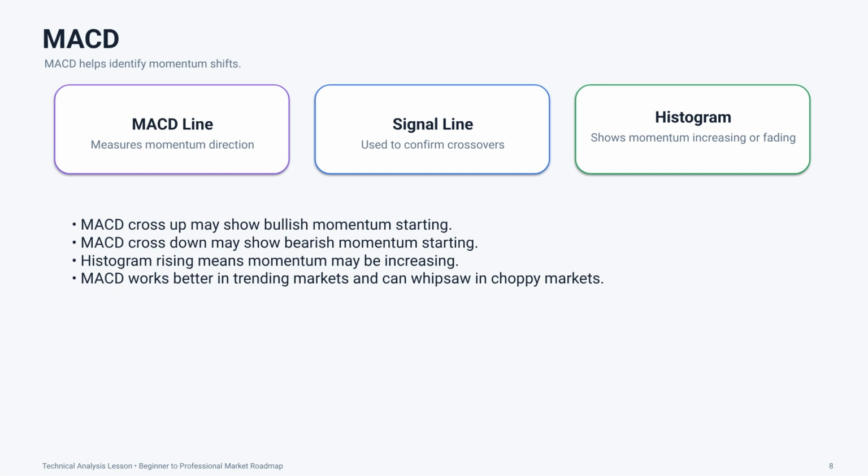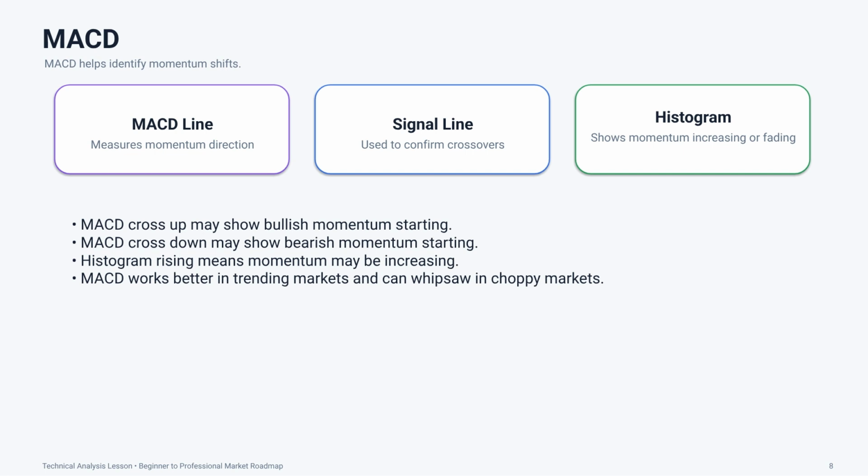But we must remember something very important. MACD works better in trending markets. When the market is choppy or moving sideways, MACD can give false signals and whipsaws. That means it may show a buy signal, then quickly show a sell signal, and confuse the trader. So before using MACD, always ask, is the market trending?